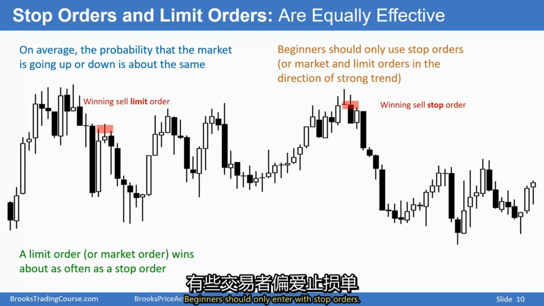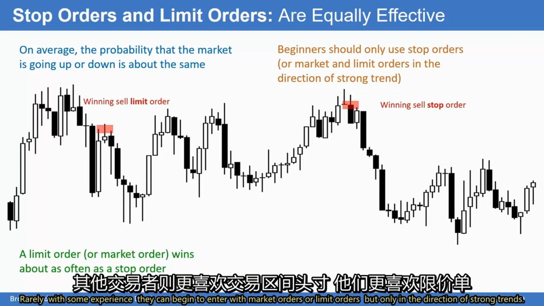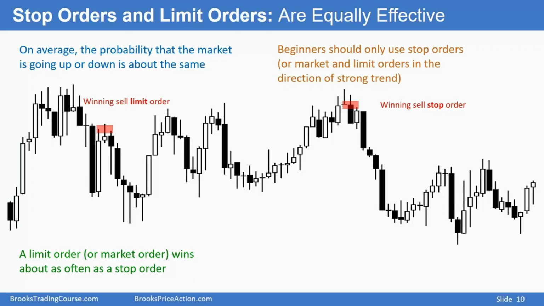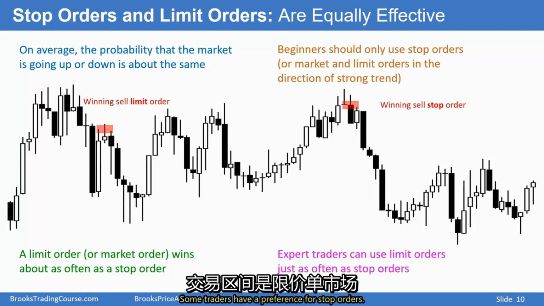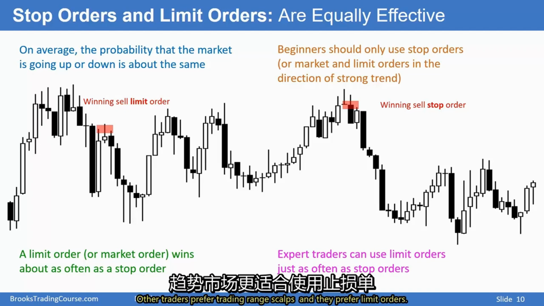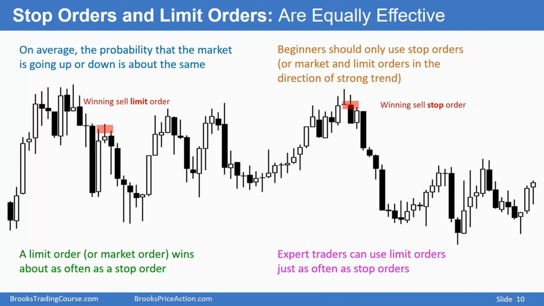Beginners should only enter with stop orders. Rarely, with some experience, they can begin to enter with market orders or limit orders, but only in the direction of strong trends. Experienced traders use limit orders just as often as stop orders. Some traders have a preference for stop orders. Other traders prefer trading range scalps and they prefer limit orders. But in general, expert traders use both.